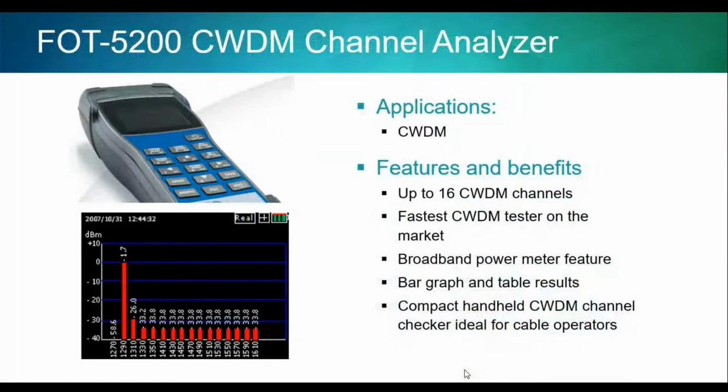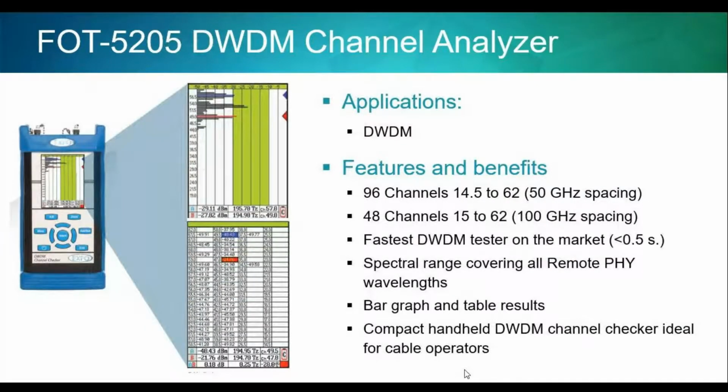So very quickly, I don't want to go in the details of each instrument, but I just want to mention, of course, EXFO has the CWDM channel analyzer, so channel checker. We have the DWDM channel checker. So this one here covers both the 50 gigahertz and 100 gigahertz spacing. Okay, it's a very fast DWDM channel checker.